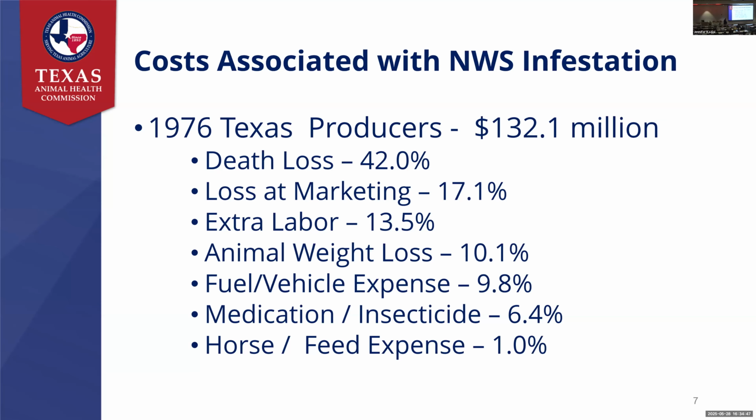And these are some of the production losses that were estimated at that time, $132 million. The death loss was the most significant expense or item on that list. The extra labor, 35%. Animal weight loss, fuel, vehicle expense, medication, insecticides. And then you've got horse and feed expense. Like I mentioned earlier, I don't know that we have the horses and the cowboys today that we need to handle screwworm infestations.